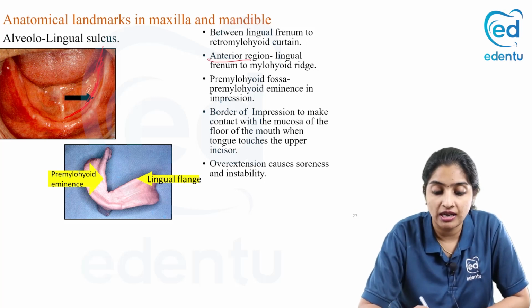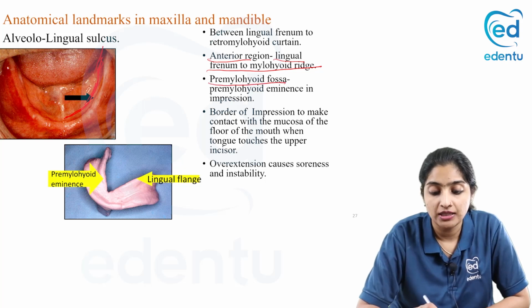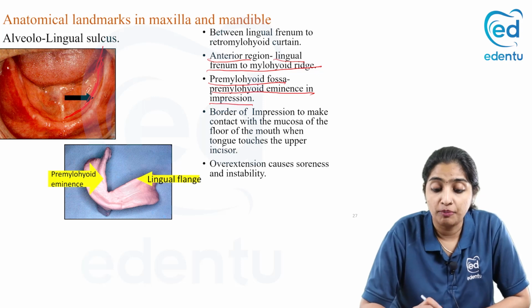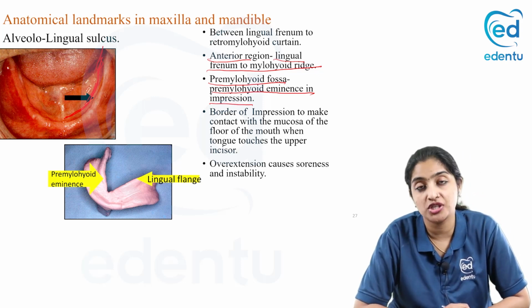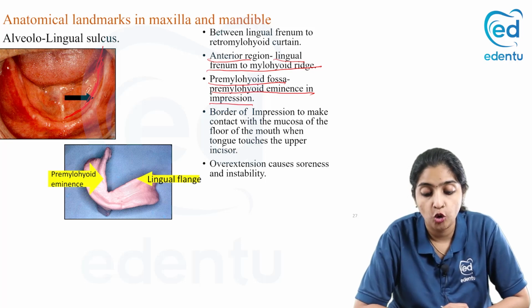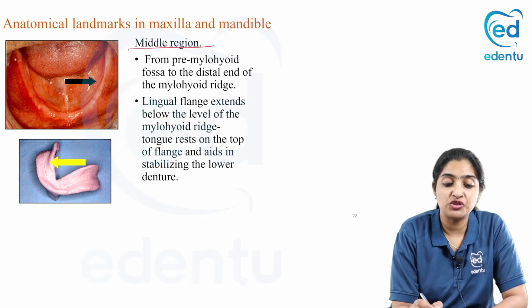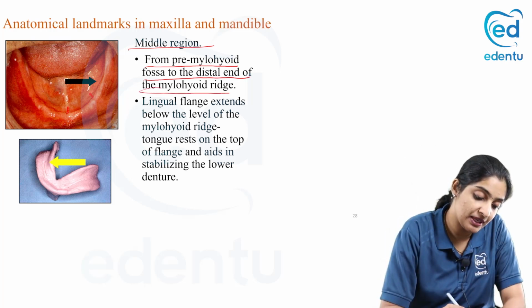The anterior region runs from the lingual frenum to the mylohyoid ridge. The premylohyoid fossa is seen as the premylohyoid eminence in the impression. Now, the border of the impression should make contact with the mucosa of the floor of the mouth when the tongue touches the upper incisors. Overextension causes soreness and loss of stability. That is the anterior region. Next is the middle region, which runs from the premylohyoid fossa to the distal end of the mylohyoid ridge. So, from the lingual frenum till the premylohyoid area is the anterior portion.